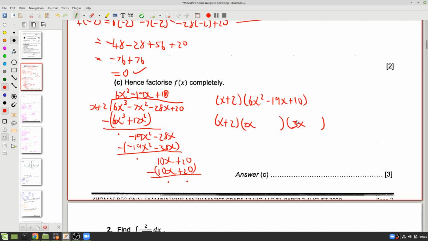And to get a 4, we can say 2x minus 2. That'll give us negative 4x. And 3x and a negative 5 here. That gives us negative 15. So minus 4 is negative 19x. Perfect. So that is our answer. Let me just rewrite that in the answer spot provided. 2x minus 5 and 3x minus 2. And that is fully factorized into linear factors.